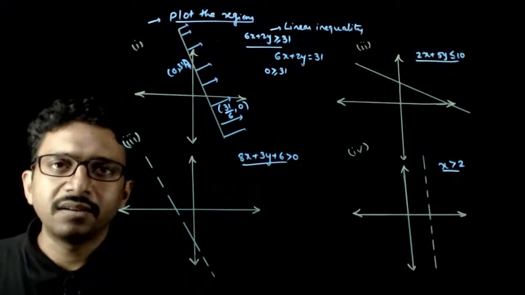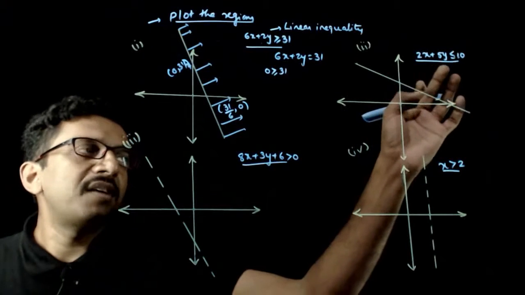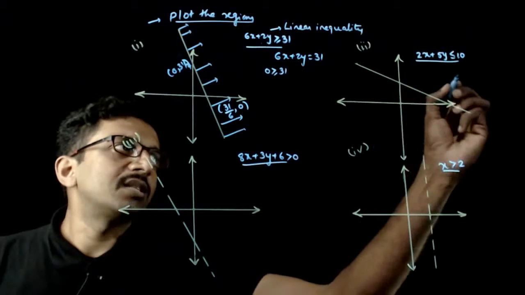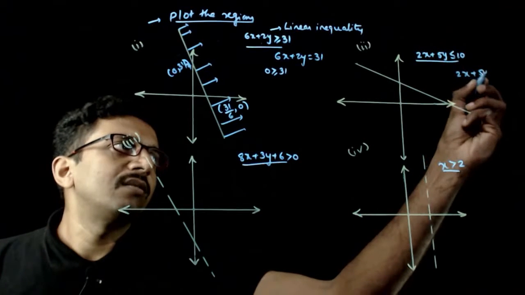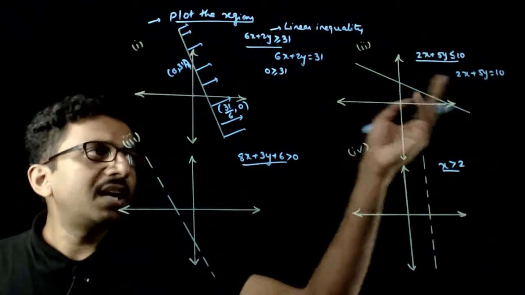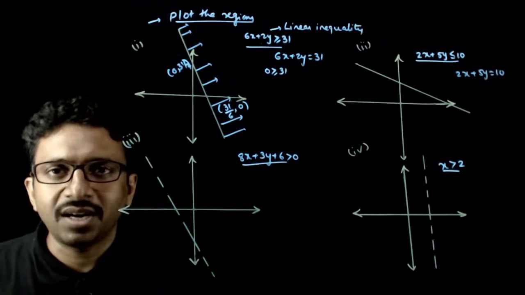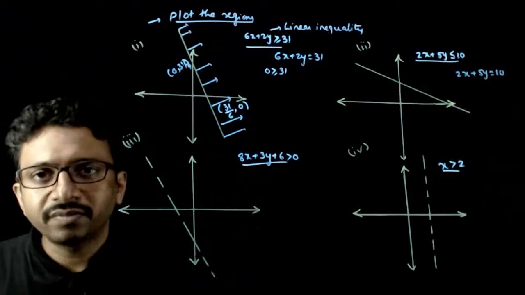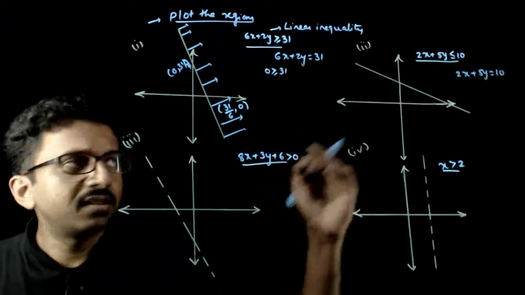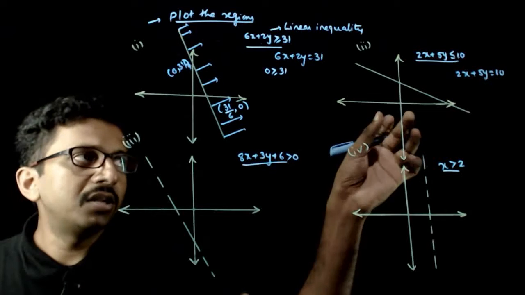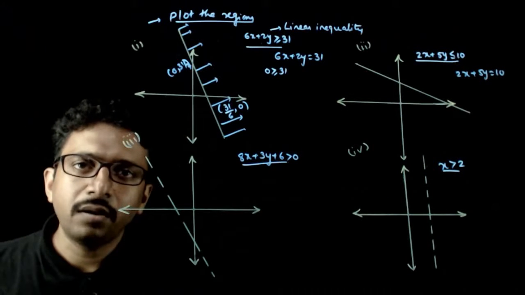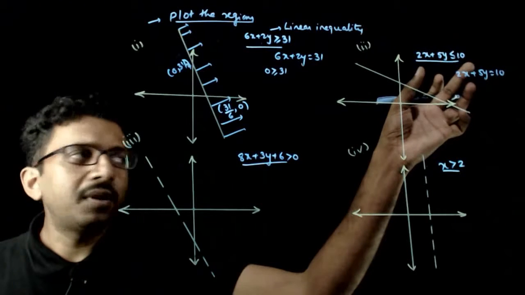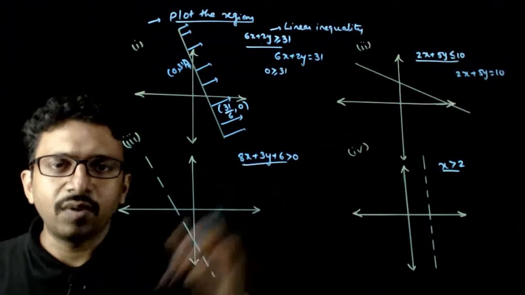Now if you go to the second, 2x plus 5y is less than or equal to 10. This is also a linear inequality. So first let us plot the linear equality 2x plus 5y is equal to 10. A straight line is very easy to plot. This straight line also divides the Cartesian plane into two parts. One part contains the origin, the other part does not contain the origin. So you have to check which side you have to go to satisfy this inequality.